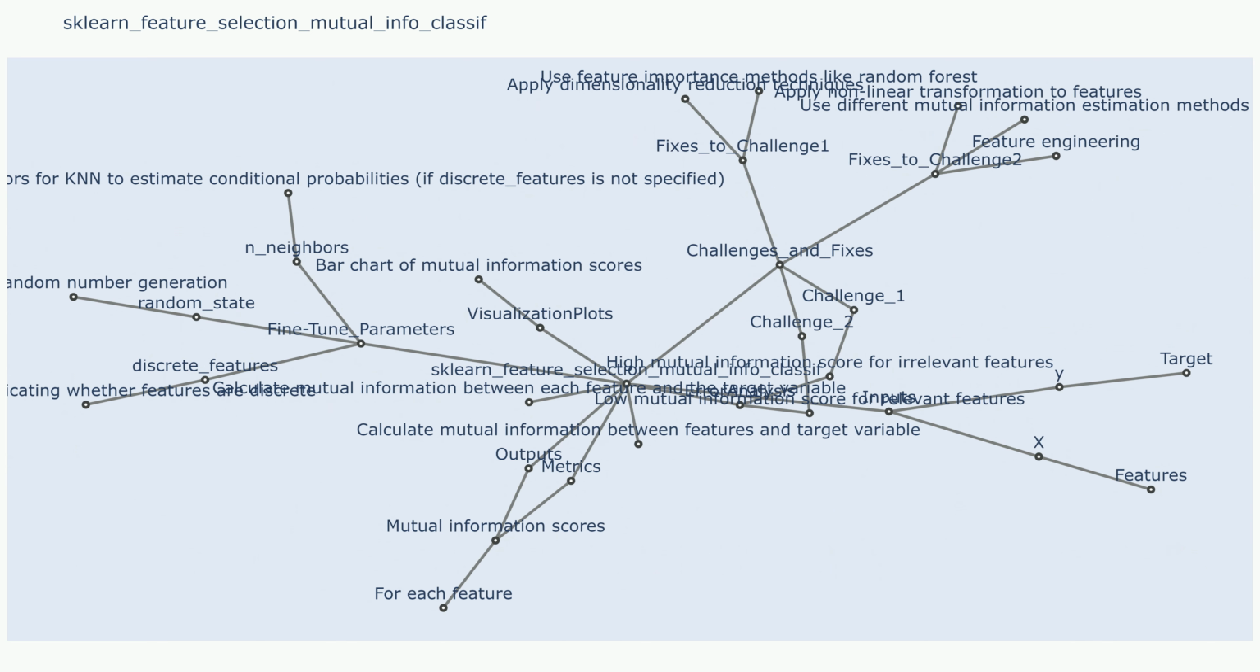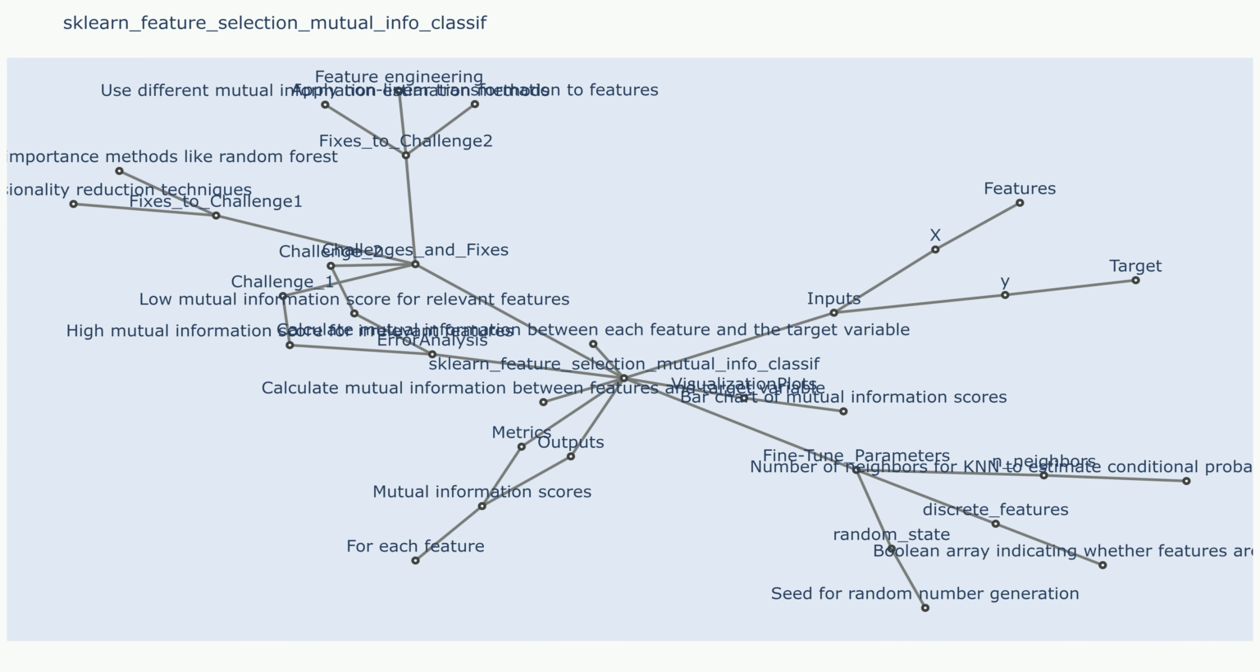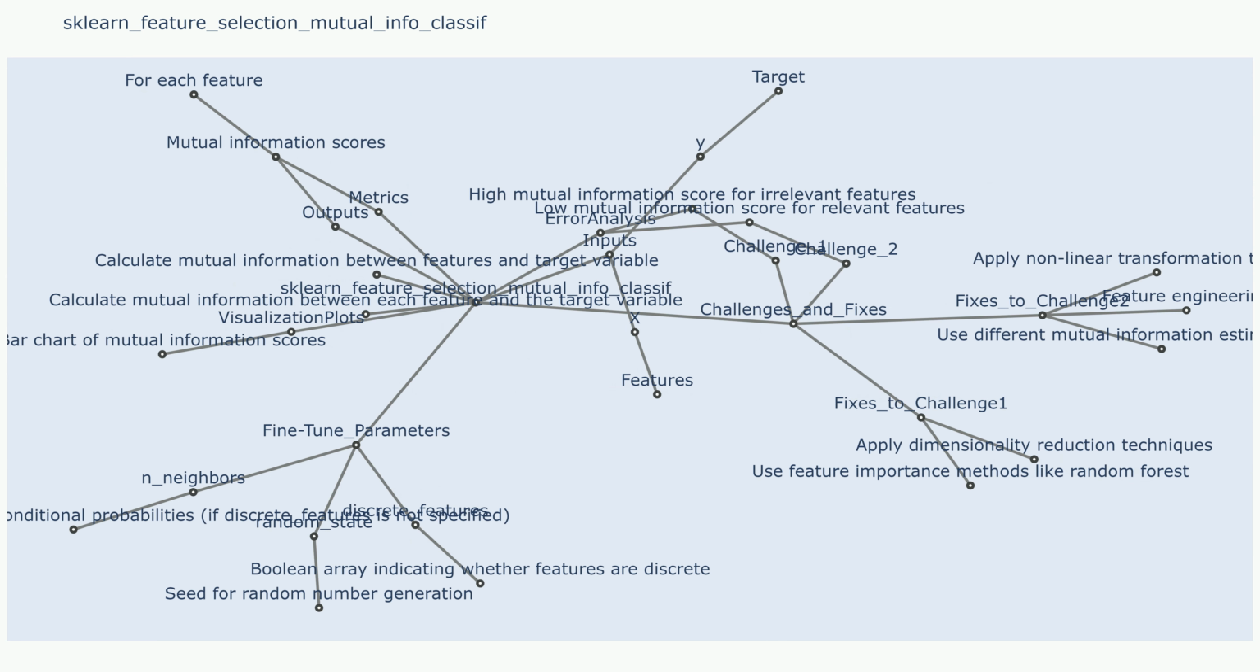Challenges and fixes. Challenge 1: high cardinality categorical features can lead to inaccurate mutual information scores, as the function relies on empirical probability estimations, which can be unreliable with large numbers of categories. Sample use case that resulted in challenge 1: a dataset containing a categorical feature with hundreds of unique categories, resulting in a sparse probability distribution and unreliable mutual information estimations.